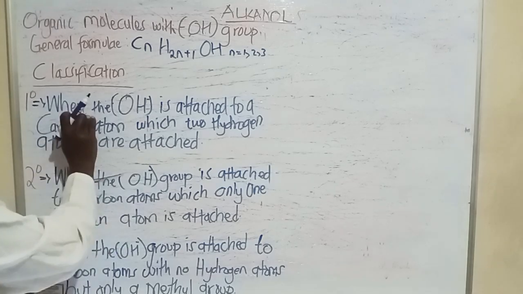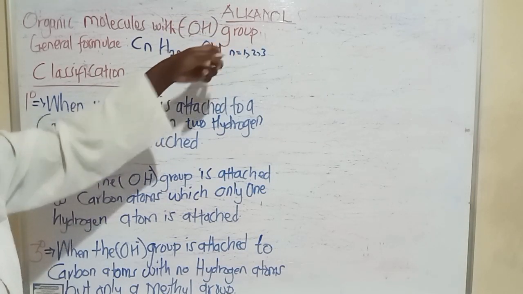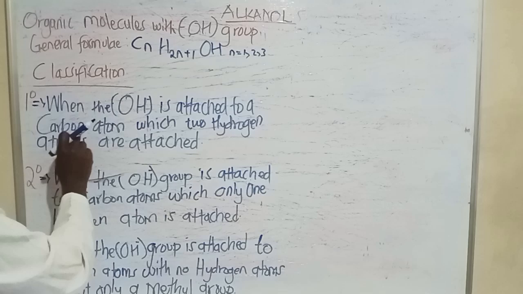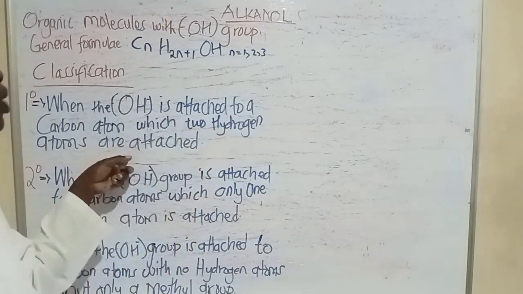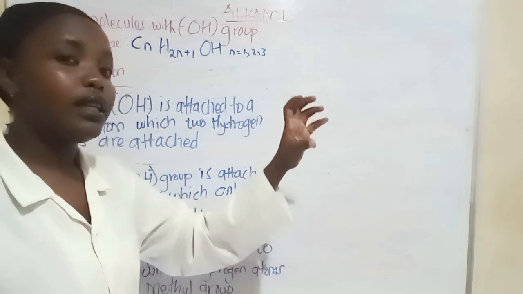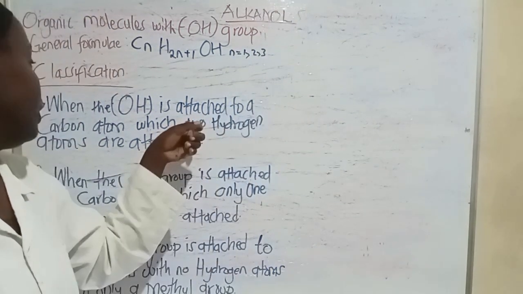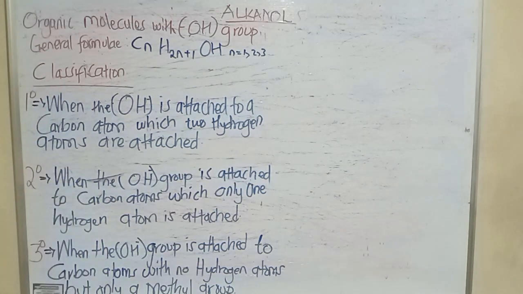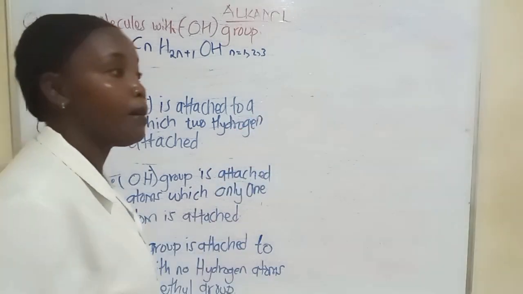So what are primary alkanols? Primary alkanols are those alcohols where the hydroxyl group is attached to a carbon atom which is again attached to 2 hydrogen atoms. So the hydroxyl group is attached to a carbon atom that is surrounded by 2 hydrogen atoms. Let us do an example for easy and better understanding. Let us talk about propanol.